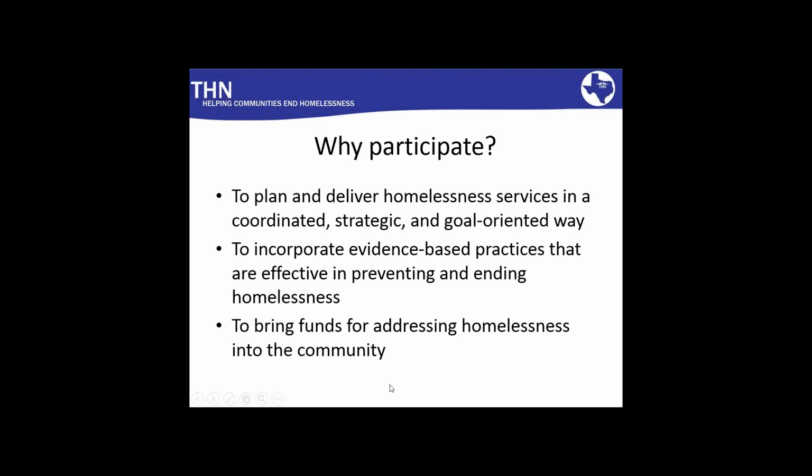And finally, to bring funds for addressing homelessness into the community. And we've talked about that a little bit in terms of assistance with grant application writing, identifying funding sources, and then facilitating the process within our COC for that very large pool of money called Continuum of Care program.